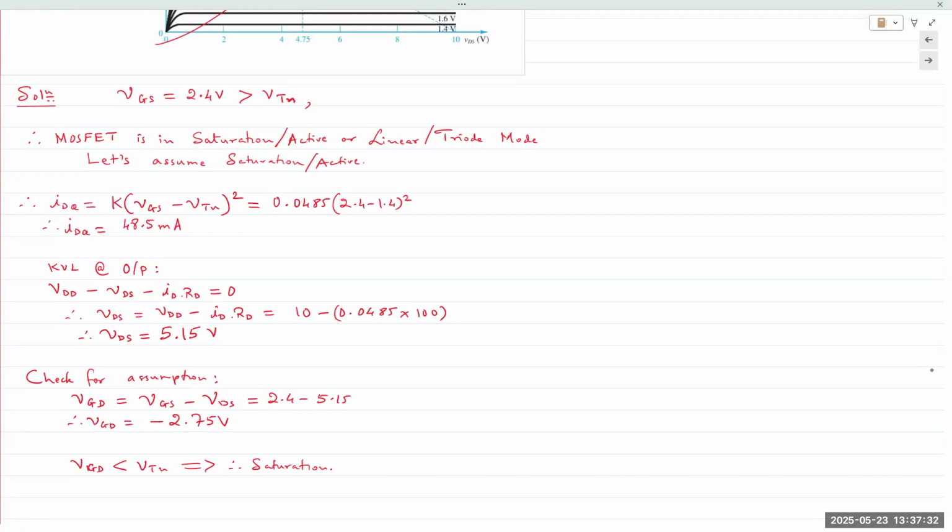Steps make sense? Any question about the steps? Okay. All right, let's move on to the next one.